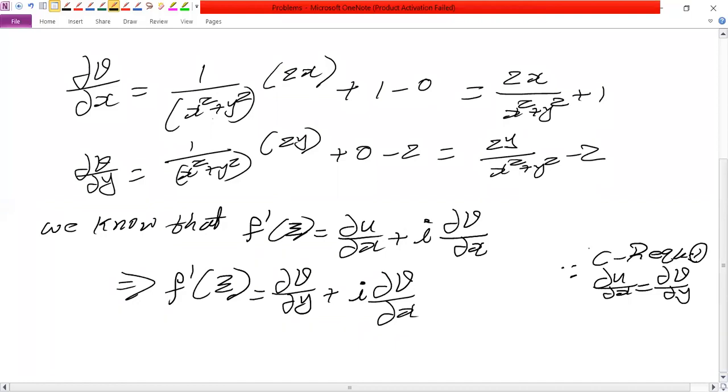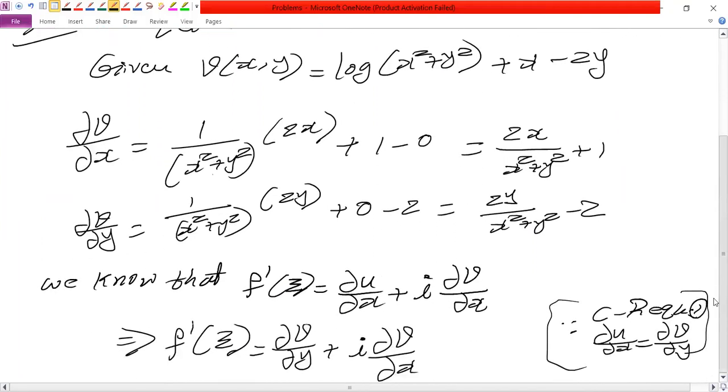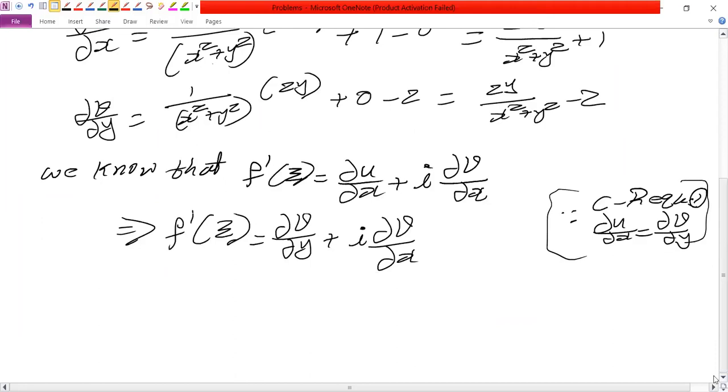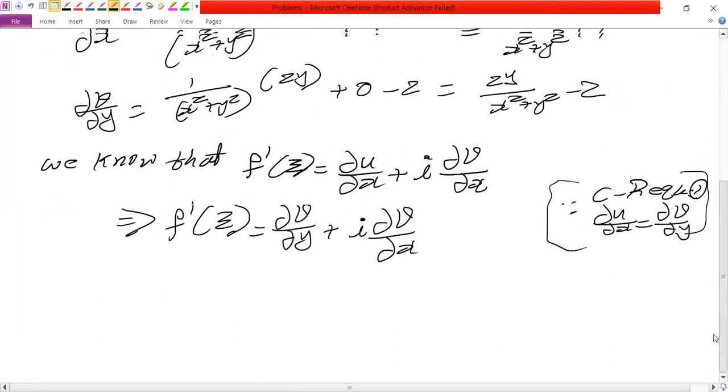Why we are using the CR equation? Anybody can say why? Because f of z is differentiable. Why is f of z differentiable? Because f of z is analytic. F of z is analytic, so f of z is differentiable. If f of z is differentiable, then both the conditions of the CR theorem will be satisfied.